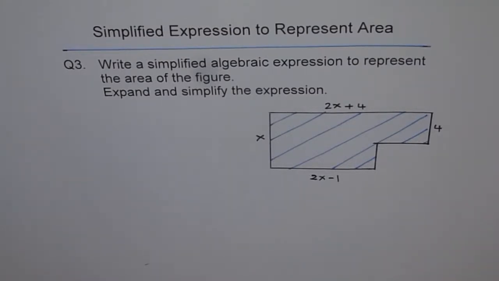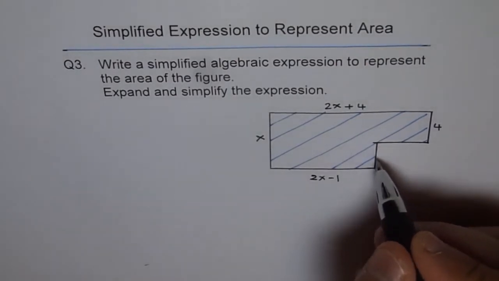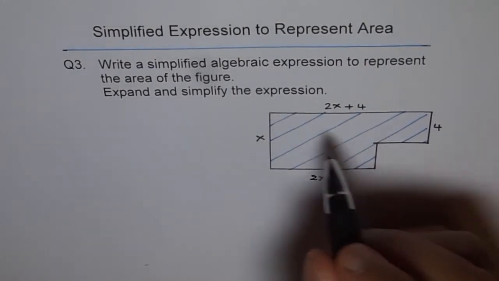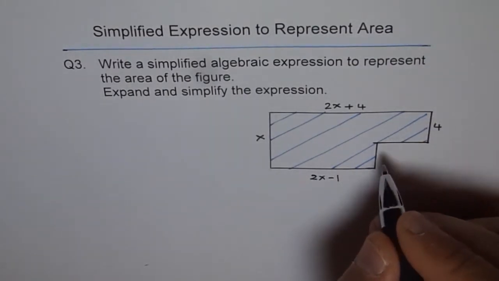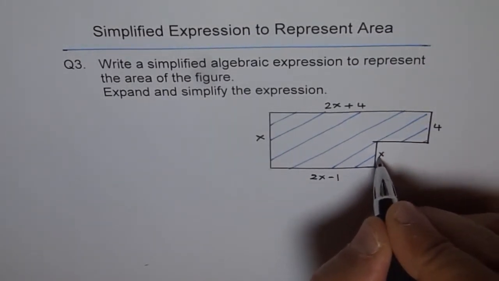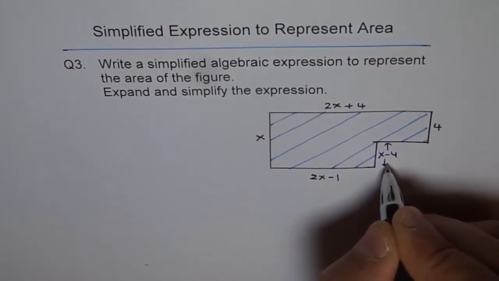Now this question is kind of interesting. Some of the dimensions are not given to you, so you have to figure them out. For example, I didn't mention what this height is here. Now we know this total height is x and this is 4. And therefore, how much is this? That should be x minus 4. So if they are not given, you can always figure them out.